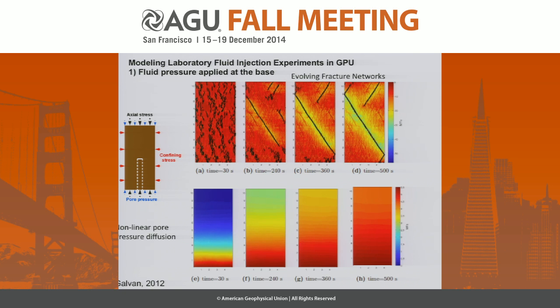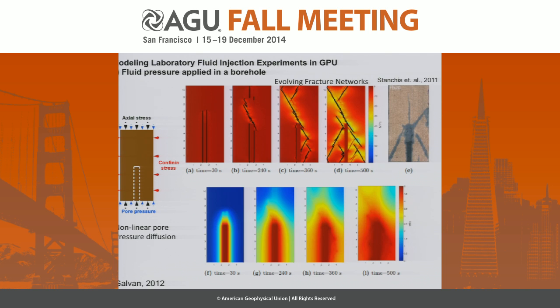So the first step, of course, is to start to compare to laboratory data. So this is some experiments that were done in Potsdam where they had a fluid pressure boundary here on a pre-stress sample, and this is the simulated result, the evolution of the fractures in response to this diffusing front.